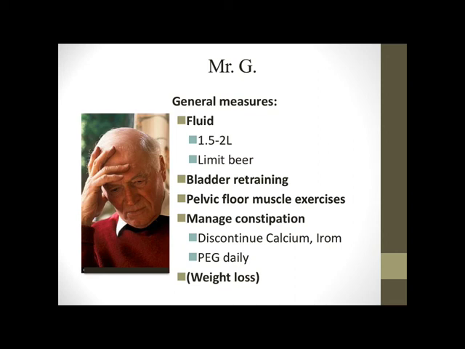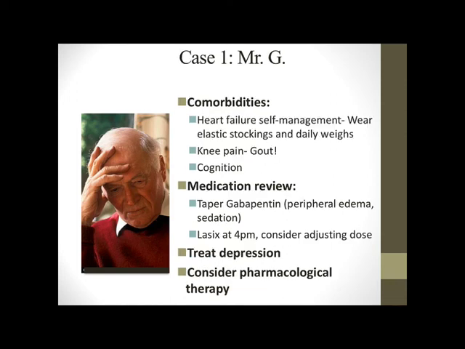Bladder retraining might be helpful for him. Again, pelvic floor muscle exercises also work for men, so trying to maybe get him to a pelvic floor physiotherapist. Managing his constipation, so let's get rid of his calcium, get rid of his iron, and maybe give him some PEG. And for those of you who manage bowel problems in the elderly, this is very important, and the most evidence-based treatment we have for elderly patients with constipation is the osmotic laxatives. So PEG and lactulose are your most effective laxatives in older people. And weight loss, always for people with stress incontinence, but I don't often tell that to older people.